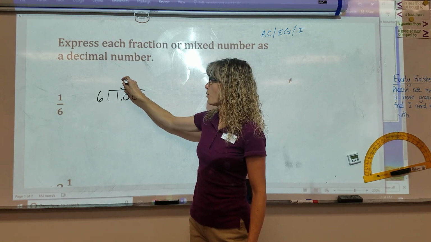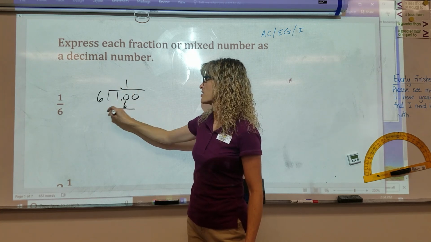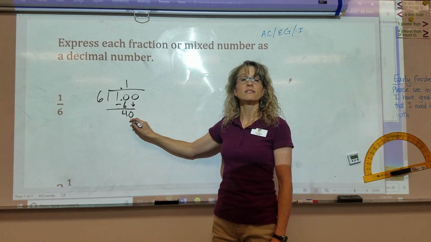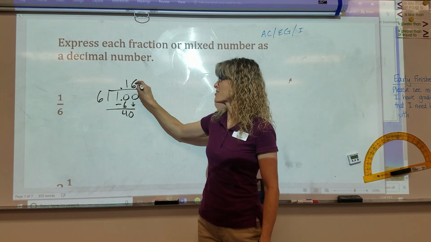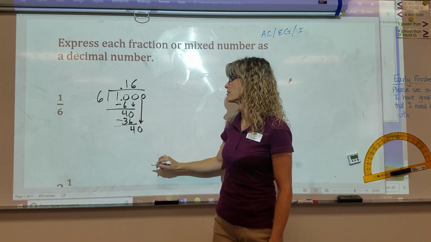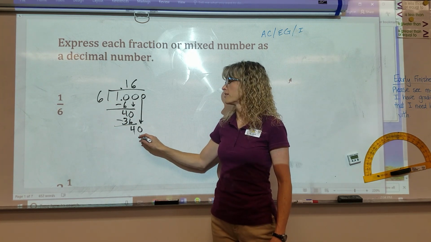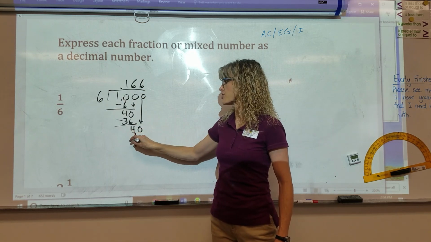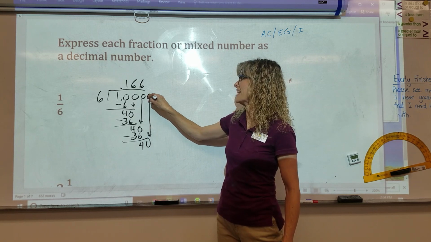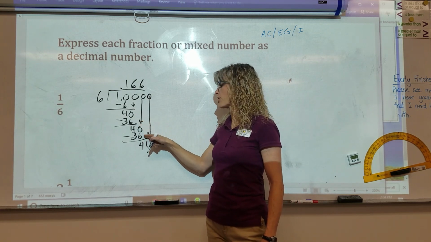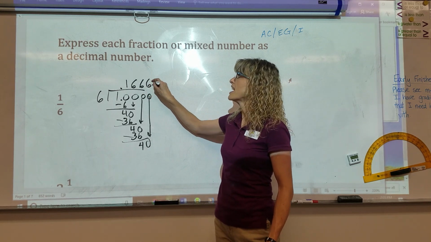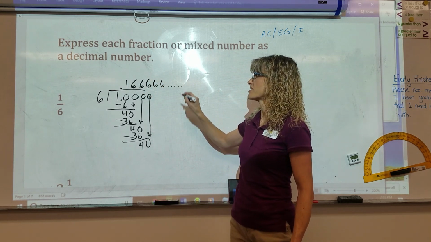6 goes into 10 once. 1 times 6 is 6. We subtract, we get 4. We bring down the 0. 6 goes into 40. 6 times 6 is 36. We subtract, we bring down another 0. 6 goes into 40. 6 times 6 is 36. We subtract, we bring down another 0. Wait a minute. 40, 36, 40, 36, 40, 36. It's going to be the same every time. So now we kind of realize every time it's going to be 0.16666.